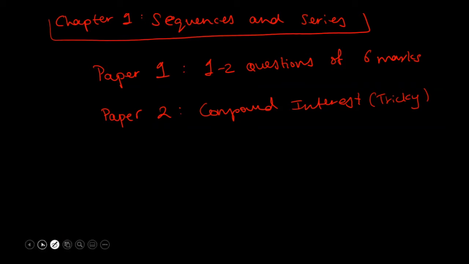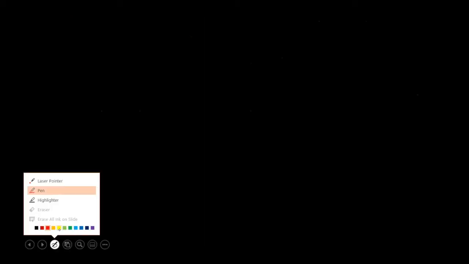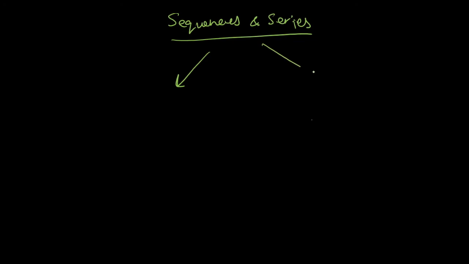So this is just an introductory video. I just want you guys to be familiar with what's going to happen in this chapter. So sequences and series can essentially be divided into two parts. So let me rewrite sequences and series here. Sequences and series can be basically divided into two sections. One is called the arithmetic sequences and series, and the other is called geometric sequences and series.